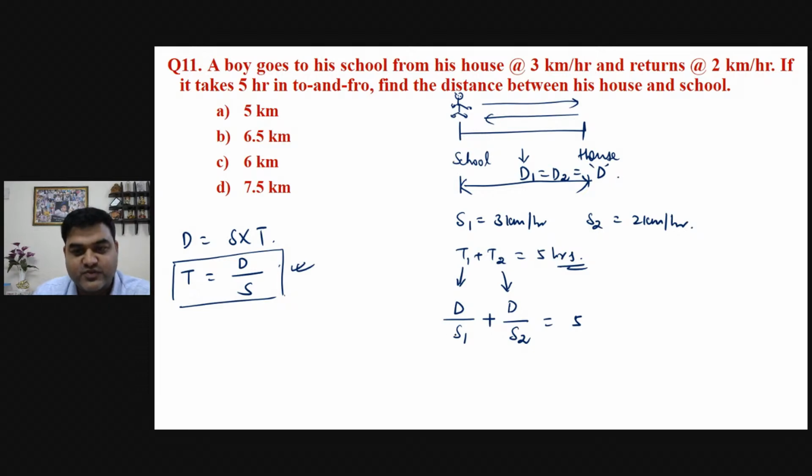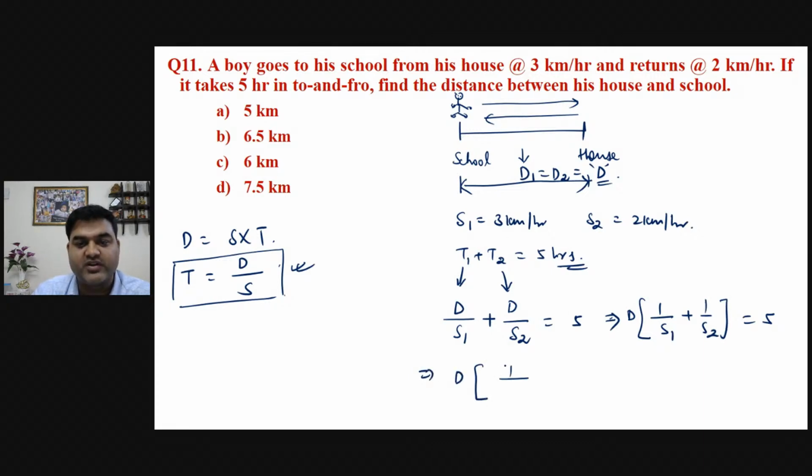And what is the value of s1 and s2? Taking d common, 1 by s1 plus 1 by s2 is equal to 5, and this is in hours. We do not know the value of d, but we know s1 and s2. So d into 1 by s1, which is 3 kilometer per hour, plus 1 by s2, which is 2, is equal to 5.